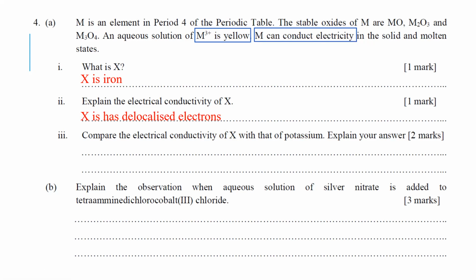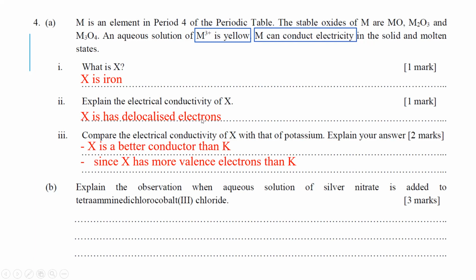And then for number 3, compare the electrical conductivity of X with that of potassium and explain your answer. X has a greater electrical conductivity compared to potassium, definitely. Why? Because X has more delocalized electrons from 3d and 4s orbitals, because X has more valence electrons. So those are the 2 keywords. You can explain it like this: X has more valence electrons, hence can delocalize more electrons than potassium. That is how we explain why X can conduct electricity and how to compare the conductivity with that of potassium.